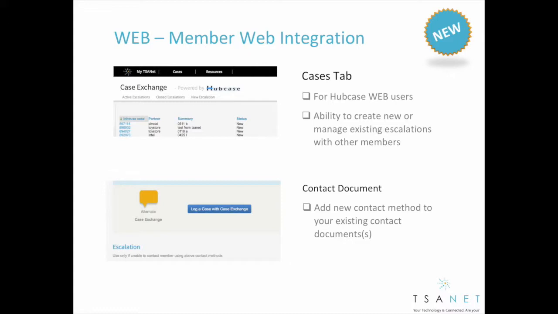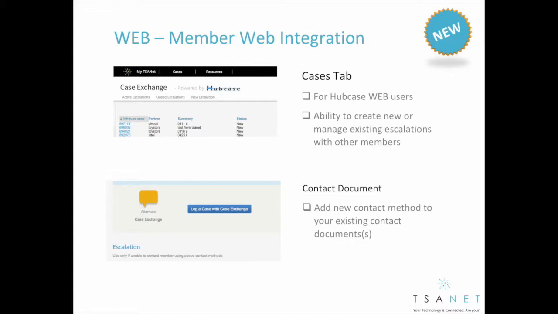This is really the tab where you go and you're able to create new or manage existing escalations. The second piece of integration that we have completed as well is within your contact document. So now you're able to select a new contact method within your contact document and initiate a case exchange from that. So if members are navigating through the member directory, or they have a pinned tile on their homepage, again, if you chose to use case exchange, they would see that in your contact document as well.